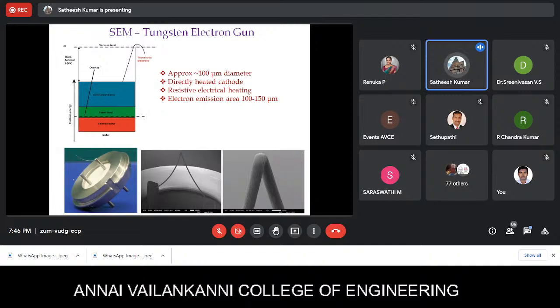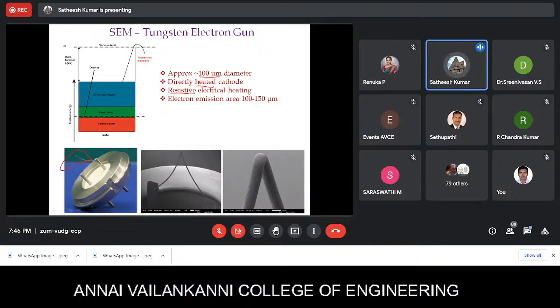So coming to the thermionic based guns, there are 2 different electron guns conventionally used nowadays, and one is a tungsten electron gun. This is how the tungsten electron gun looks. You have an approximately 100 micron diameter tungsten wire twisted like this, and this is what is magnified here. This is a directly heated cathode, meaning it will be heated by resistive heating, because since it is a metal, you will be applying resistive electrical heating over this particular tip.